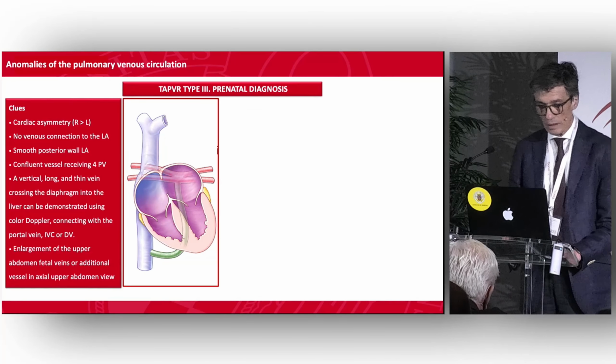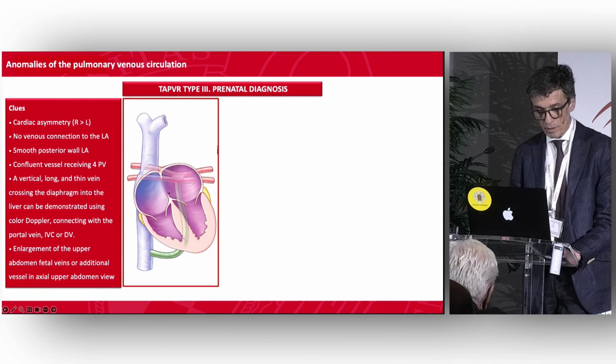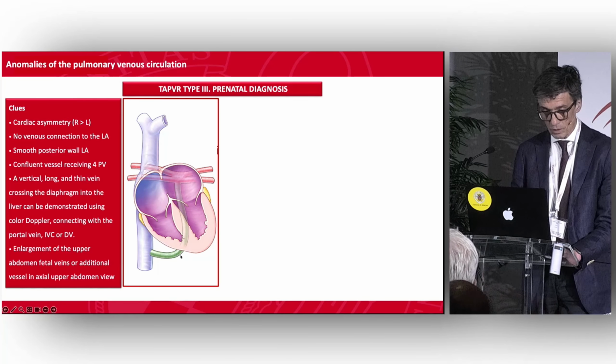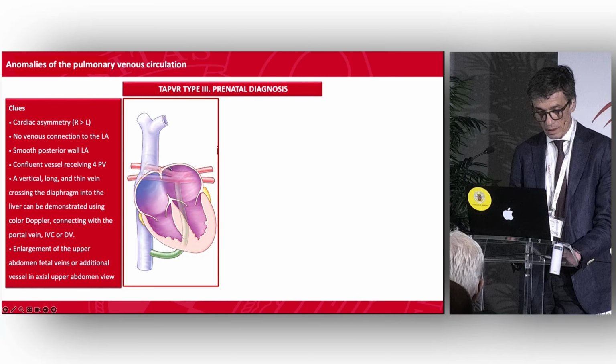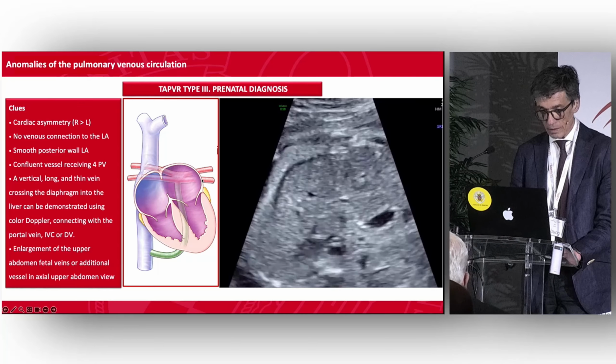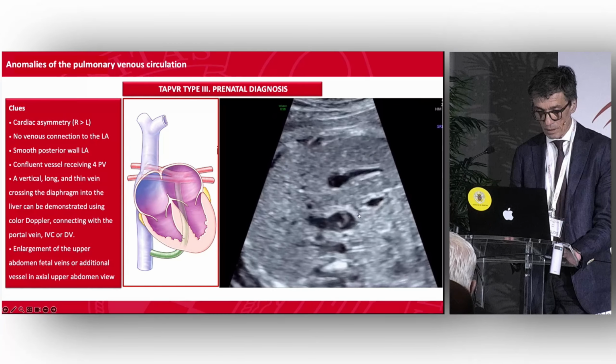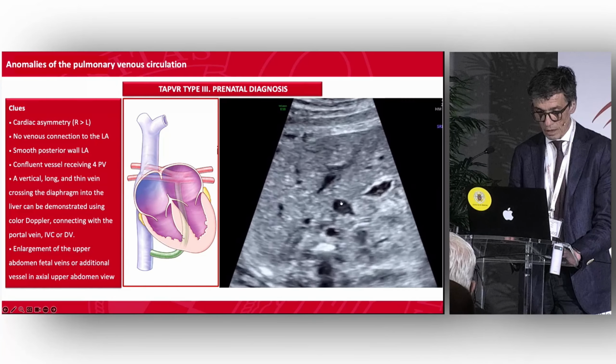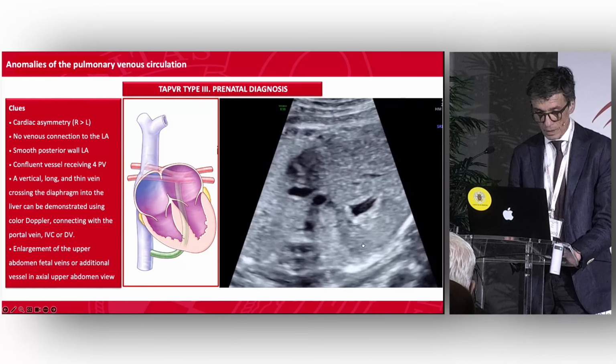And type 3 is the infracardiac type, where there is a vertical vein, a long and narrow vertical vein that goes down to the abdomen and usually connects with the portal vein. Once again, there is a smooth appearance of the left atrial wall, and we may see here an example. You see the upper abdomen. There is an enlarged vessel here in the upper abdomen. This is the gastric chamber.